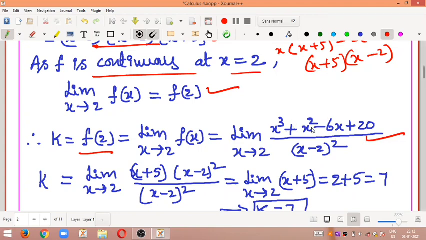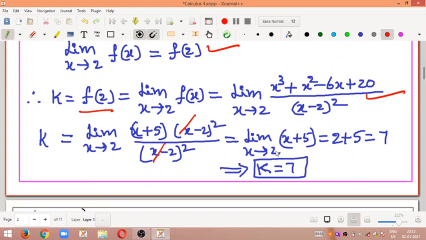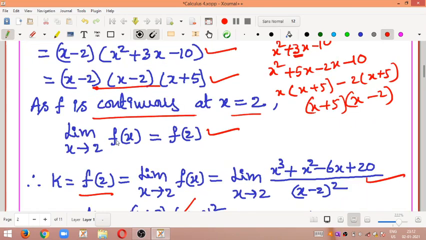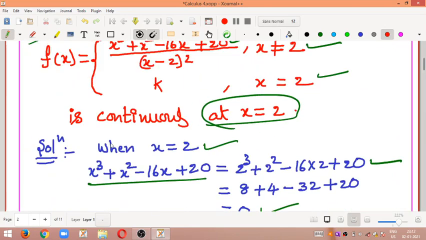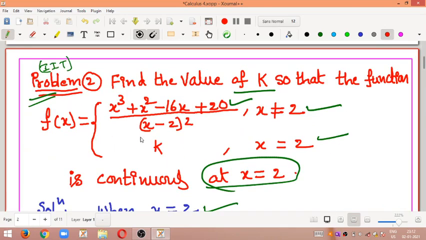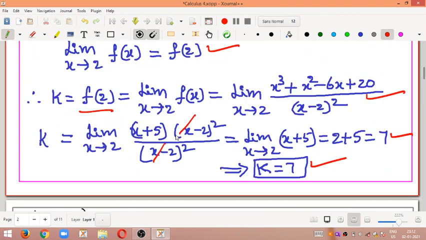So we know that x cube plus x square minus 16x plus 20 equals x plus 5 into x minus 2 whole square. Here x minus 2 whole square over x minus 2 whole square gets cancelled. So limit as x tends to 2 of x plus 5 is equal to, x approaches 2, so 2 plus 5 is equal to 7. So k is equal to 7 is the answer. So this is one of the beautiful questions. If it is clear, I will move on to the next question.